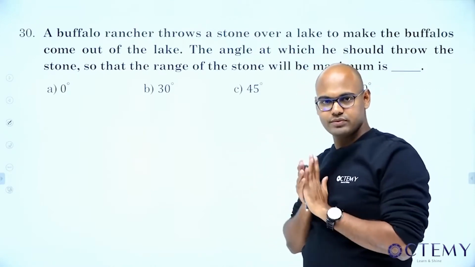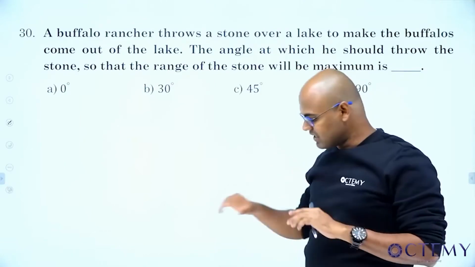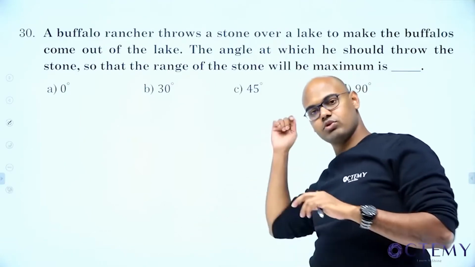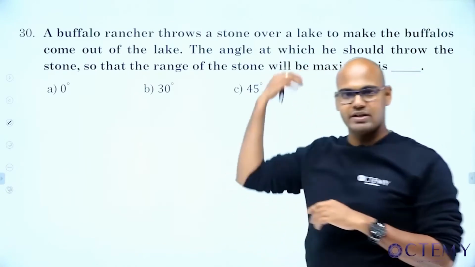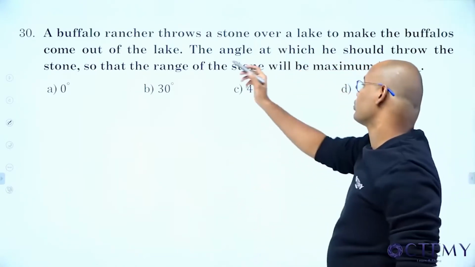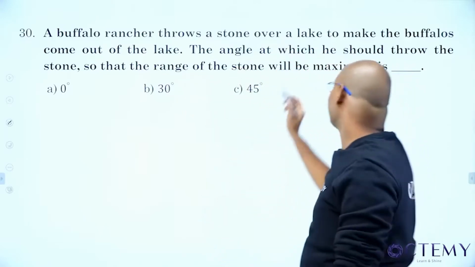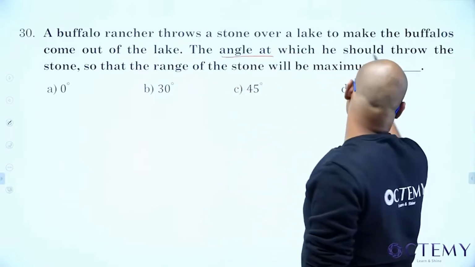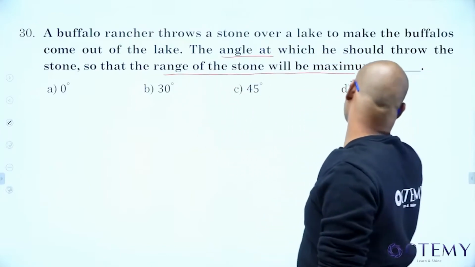So what to do? These ranchers will be playing there for some time, and they will start collecting stones and throw them at the buffaloes. They will throw at some angle. So what's the path followed by that stone? Nothing but a projectile. So he is throwing a stone over the lake to make the buffaloes come out of it. Now the angle at which he should throw the stone, so that the range of the stone will be maximum.